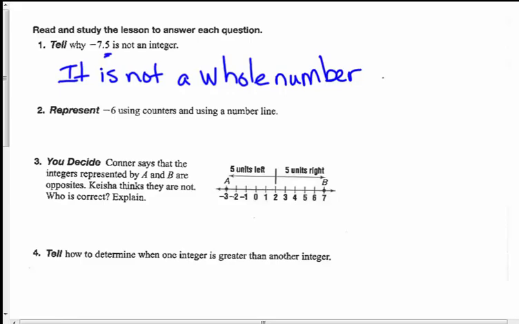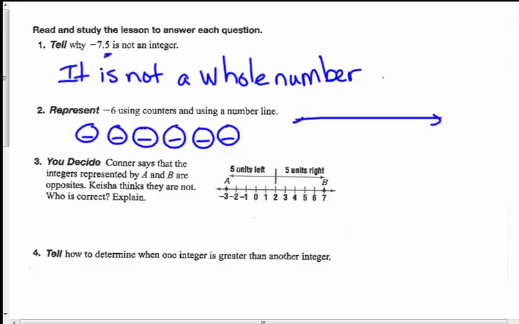Represent negative 6 using counters and using a number line. Well, negative 6, if I was drawing it, would look like counters, which are little circles. You could make squares if you wanted to. 1, 2, 3, 4, 5, negative 6. That's counters. I put a little negative symbol in all of them. And on a number line, this would be 0, negative 1, negative 2, negative 3, negative 4, negative 5, negative 6. Try to equally space them. This would be negative 6 on a number line.